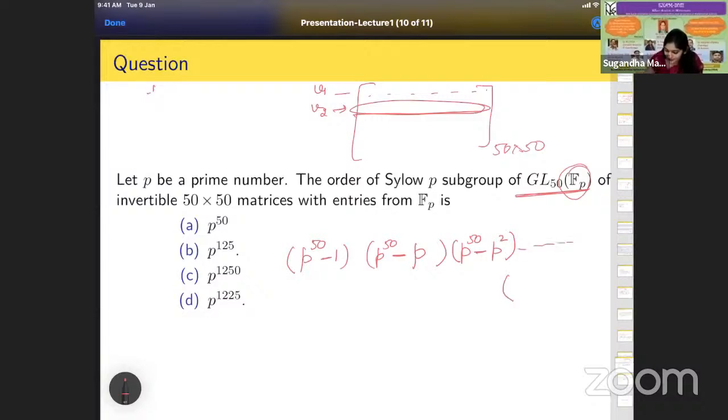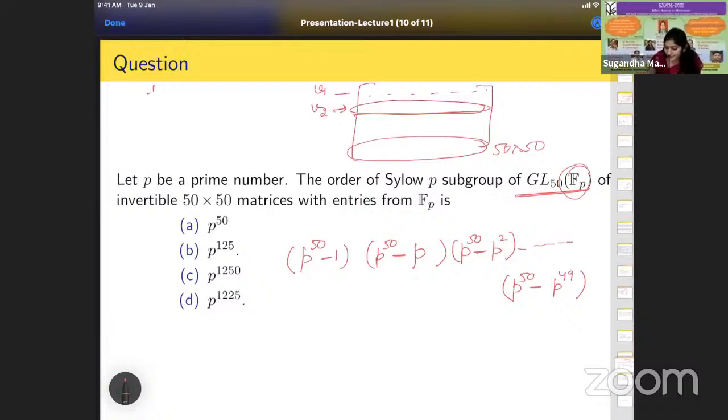And for the next one, you don't have to take a linear combination of the previous two, and so on. And when you come to the last row, the 50th row, what will happen? You cannot take any linear combination of the previous 49. So that will lose you these many options, and you are left with these options. So the product of these is the cardinality of GL_50(F_p). Had it been n, what would your answer have been? It would have been p to the n minus 1 for the first row, and so on. There's nothing particular about 50, right? So I think that answers your question.